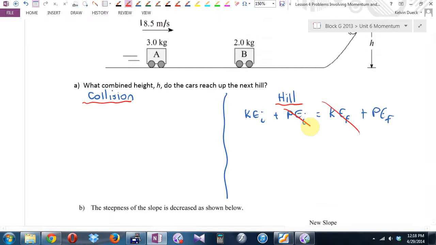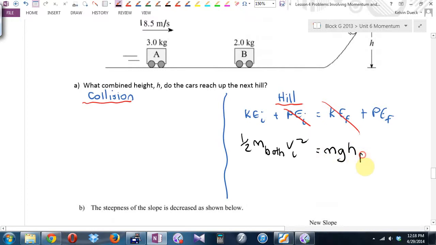It's going to be a half the mass of both, V initial squared equals M G H final. And that M is also the mass of both, conveniently. Don't cross out G, Mr. Dueck. There.